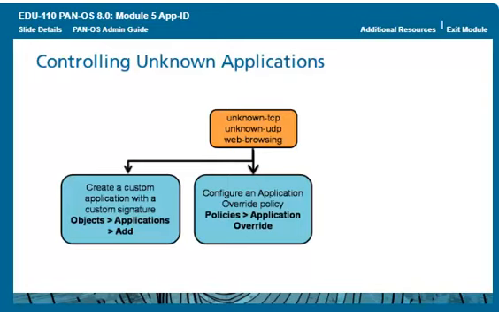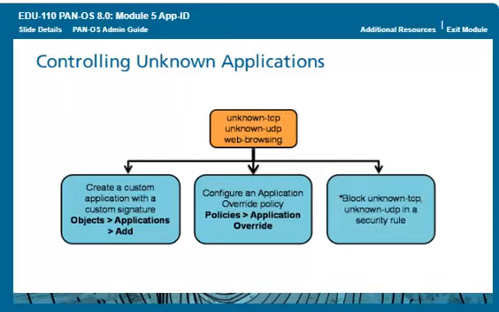The third method to control unknown applications is to block unknown TCP or unknown UDP traffic, which could block more traffic than you intended. The unknown TCP or unknown UDP traffic seen inside an organization usually is benign. For example, it could be an in-house developed backup utility or a scripted maintenance task.